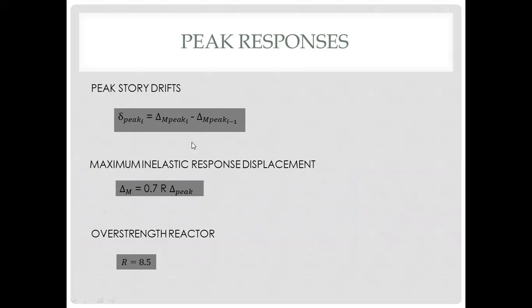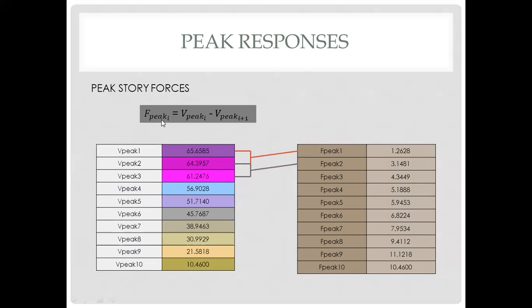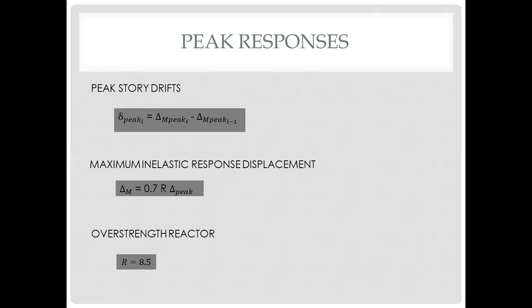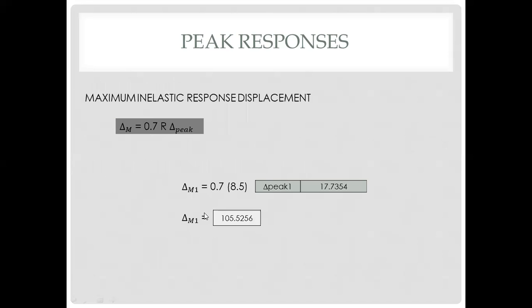And then, so, peak story drifts na tayo. So, solving for peak story drifts, parang kagaya lang din siya ng peak story forces. Parang inulit-ulit lang din. So, minus lang natin itong lahat. Before natin yun, kukunin muna natin yung maximum inelastic response displacement. Tsaka meron na tayong R ng 8.5, which is overstrength factor. Nag-given na din.